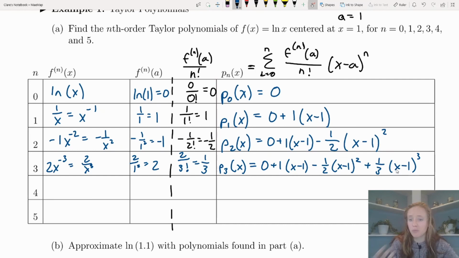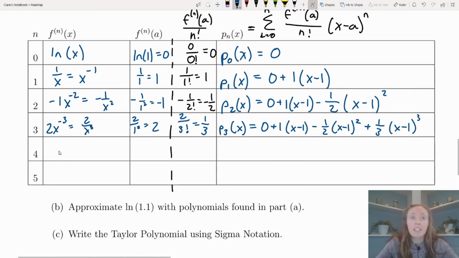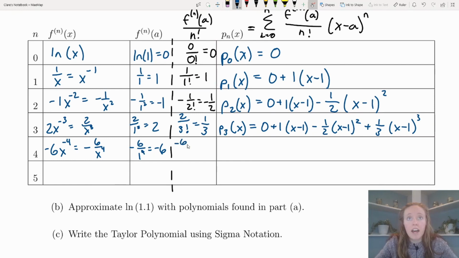Now let's go ahead and do our fourth degree approximation. So taking the derivative of 2 x to the negative third, that's going to be negative 6 x to the negative fourth, or negative 6 over x to the fourth. And remember, we're plugging in 1 for that, so that's negative 6 over 1 to the fourth, which is a negative 6. Now, we'll take that derivative at a, negative 6, and put it over 4 factorial. And 4 factorial is going to be 4 times 3 times 2 times 1, 24.